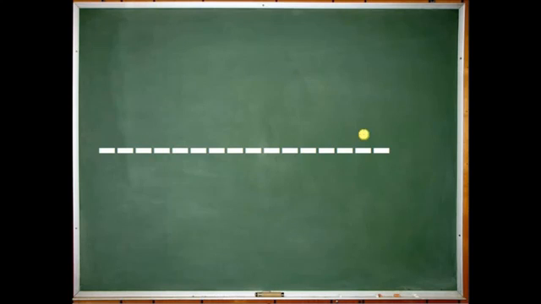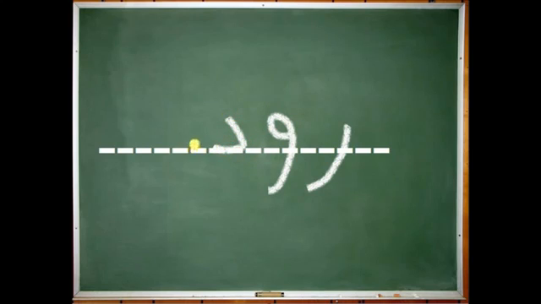The word was Rudu. The ra, followed by the daal, and followed by the wow again. As you can see, all of the letters here were non-connectors. The ra, the wow, the daal, and the wow again. Rudu. Okay, moving on.